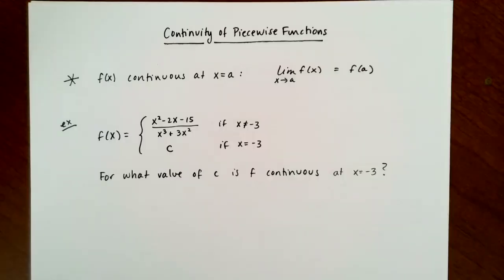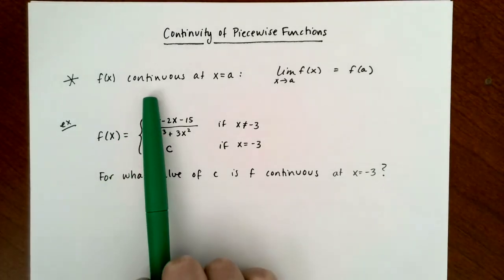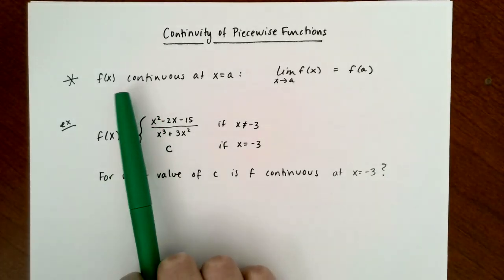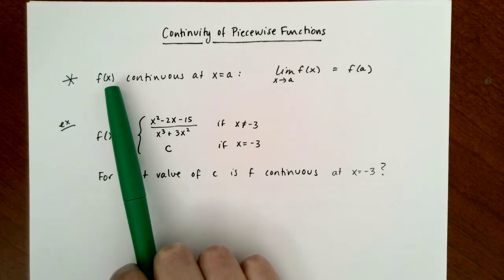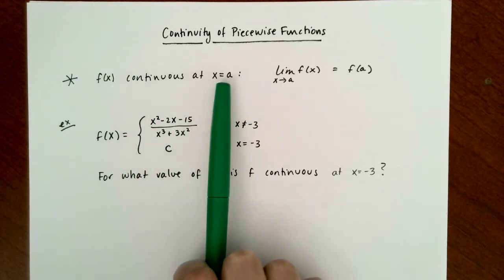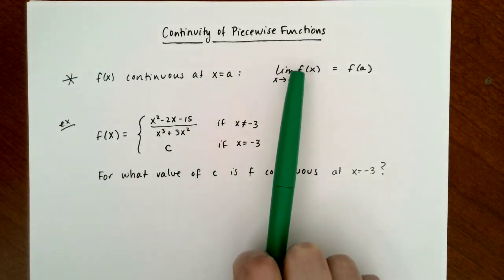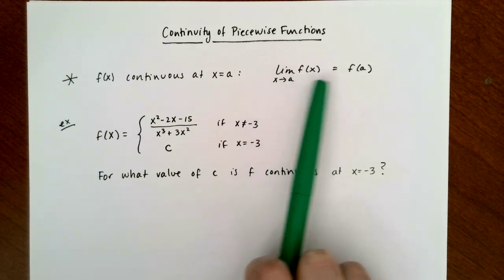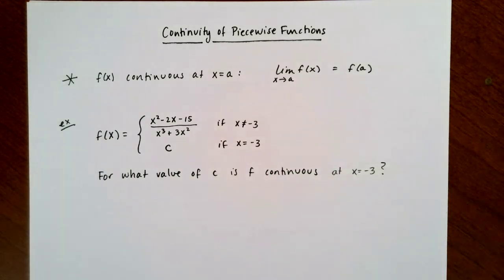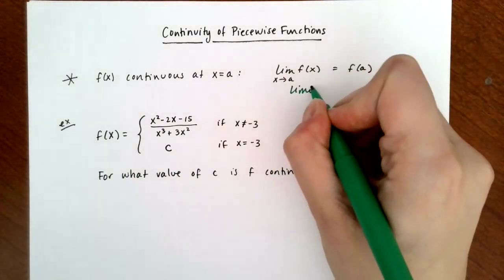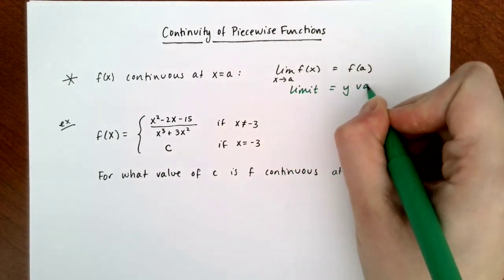Let's talk about the continuity of piecewise functions. So at the top of the page here, I have just a reminder of the definition of a function f of x being continuous at some particular x value a. It would just be that the limit of that function as x approaches a equals f of a. So essentially what this means is that at that number, the limit equals the y value.